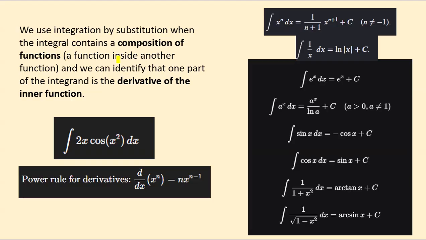There is a function inside another function, just like here we have x squared inside 2x cos. Before we apply formulas, we need to substitute it. We can identify that one part of the integrand is the derivative of the inner function. So we use substitution when we find the derivative is present, so they can nicely cancel out.